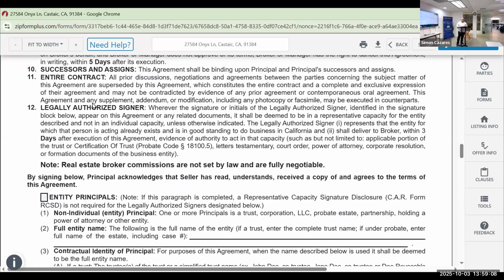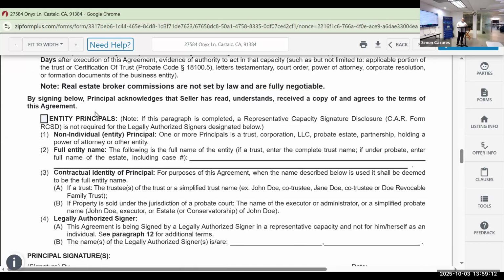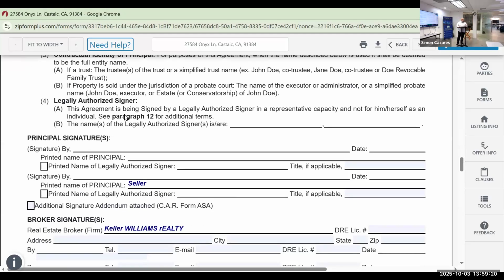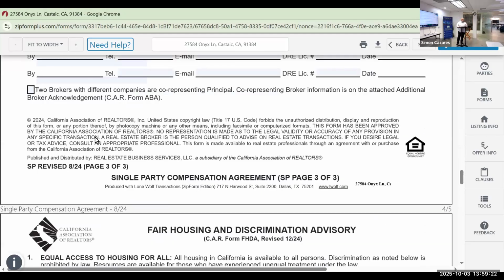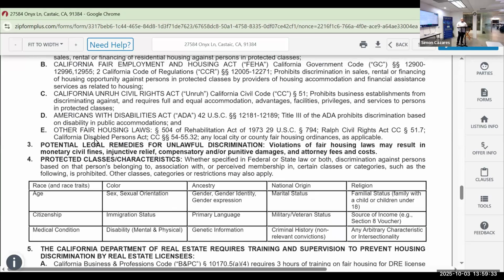If it's a trust and all that, it goes into legal authorized signers, who actually have to be the seller and the buyers that are buying the entities. If it's a corporation, LLC, probate, or partnership, then the information goes in there. Then they agree to it, and you submit it with the offer. Obviously, there's no discrimination. So this is that form, which is also on the purchase agreement and listing agreement as well.